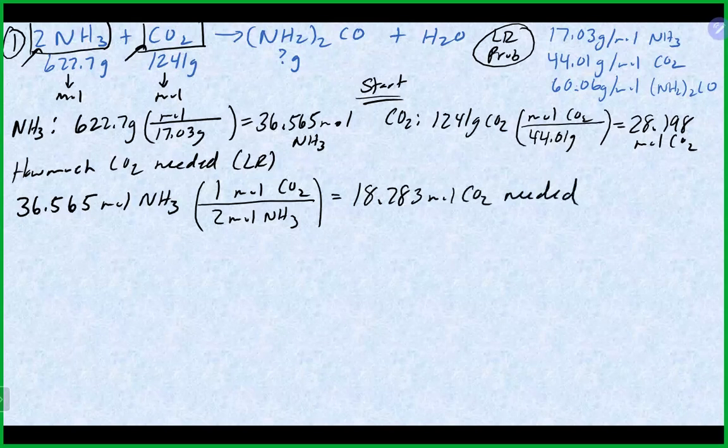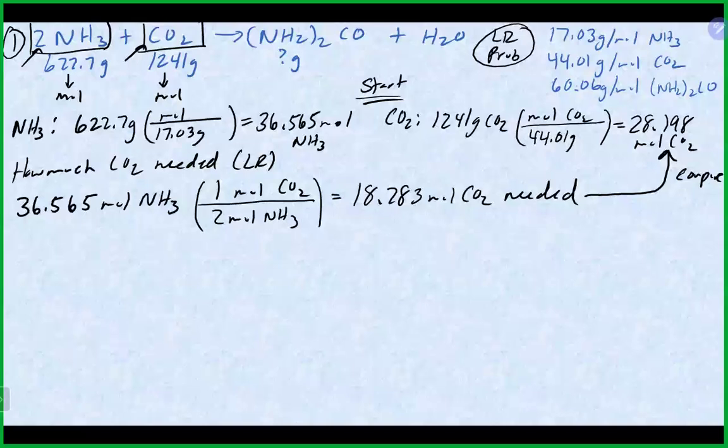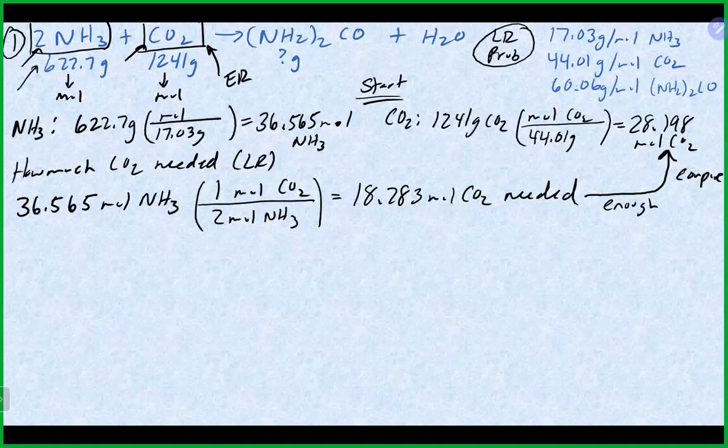Once again, we're going to compare how many moles of CO2 is needed to our starting amount of CO2. And in this case, actually, looks like we're okay. We have 28 moles of CO2 to start with. I only actually need 18 moles of CO2. So we do have enough. And because we do have enough, that again means in this case, our CO2 is our excess reagent. The NH3 is our limiting reagent. Any questions on how to determine that there?